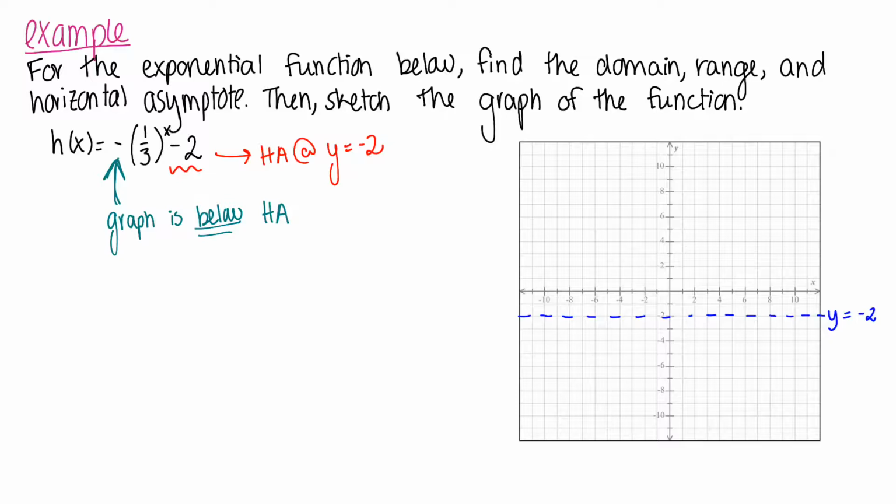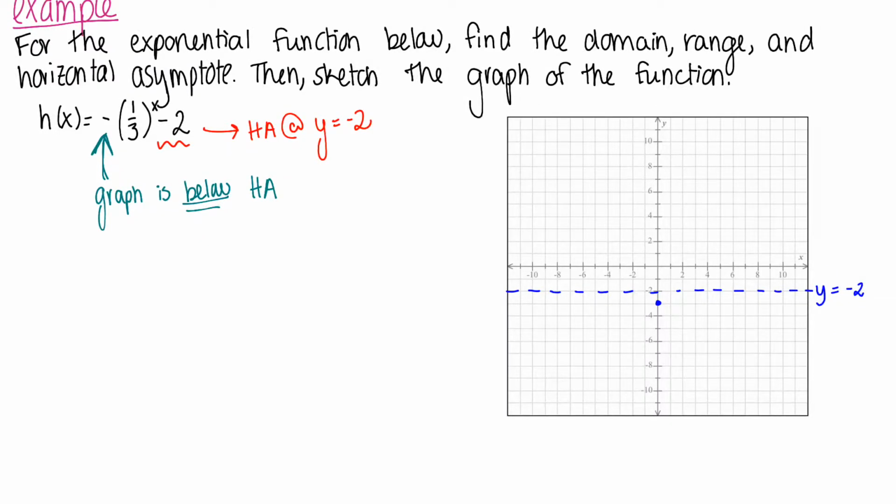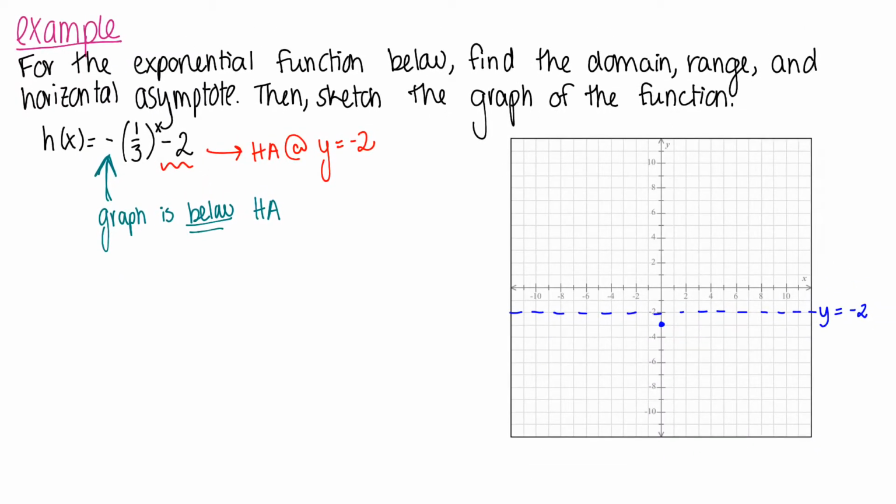And because there's not a left or right shift, I know that the y-intercept is always going to be 1 unit away from the asymptote. So if I'm below, my y-intercept is just going to be 1 unit below that horizontal asymptote at y equals negative 2. And I'm going to need another point to plot if I'm doing this on Alex.